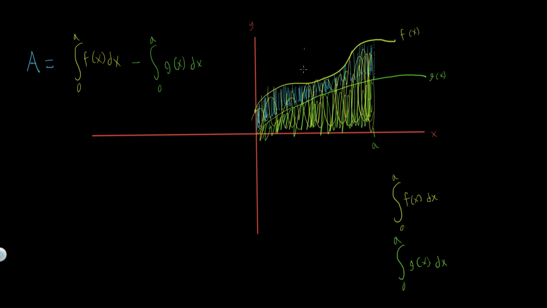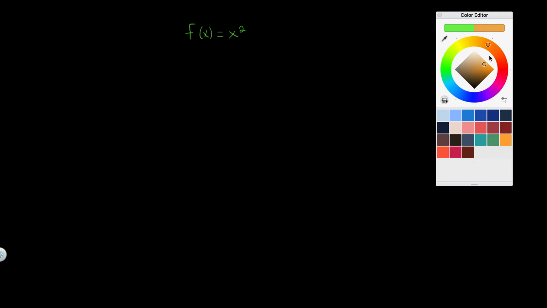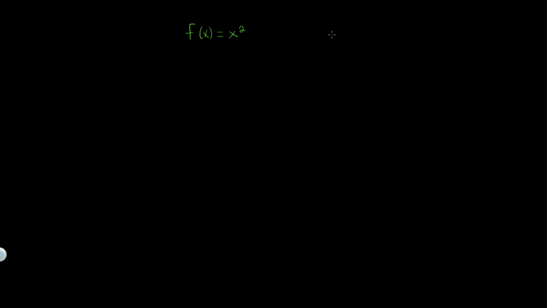So let's say the two functions we want to work with today in this video are, first of all, f of x is equal to x squared, and g of x is equal to the square root of x. Actually, let's do a different color for g of x so we can show it nicely on a graph. g of x is equal to the square root of x.